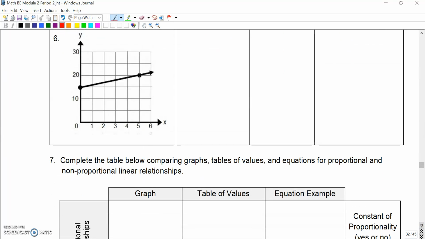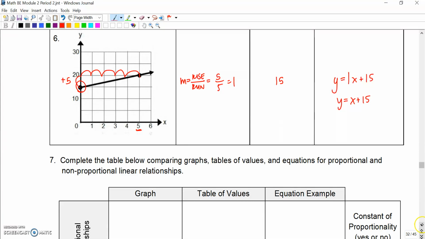Number 6 has a similar thing. I need to be careful with my scale. So my starting value is, it looks like 15. My m, which is my rise over run, is up, well, this is 15, so that would be up 5 over 1, 2, 3, 4, 5, and it is actually 5. So that means that's 1. And my equation is y equals 1x plus 15, or y equals x plus 15.